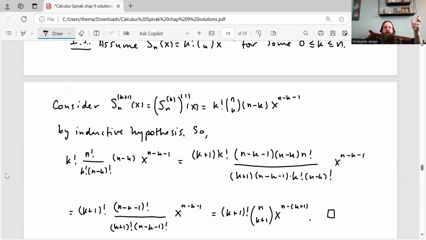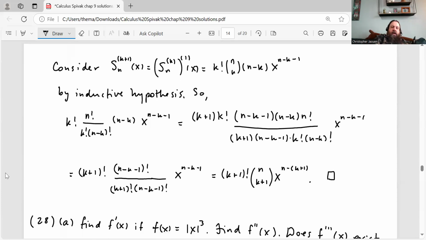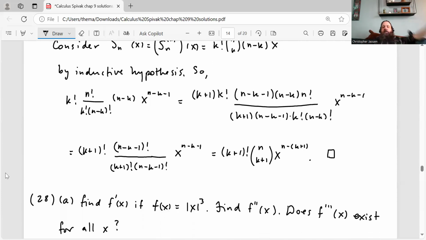Here you can multiply the top and the bottom by k plus 1 and by n minus k minus 1. And when you simplify everything, you end up with what you want. So you get k plus 1 factorial and n choose k plus 1 times x to the n minus, in parentheses, k plus 1. So the theorem follows from induction.